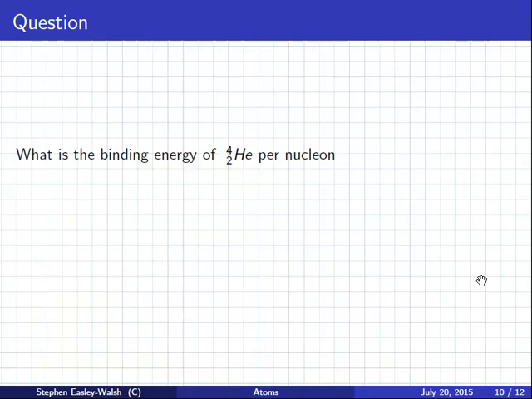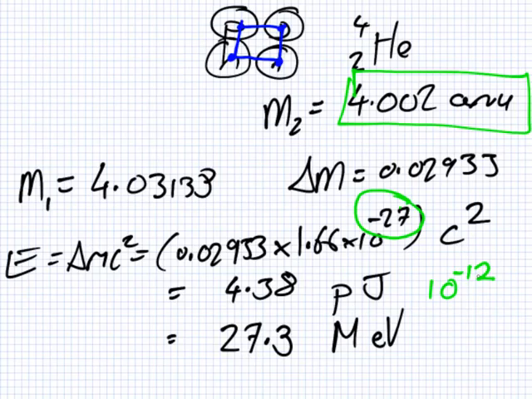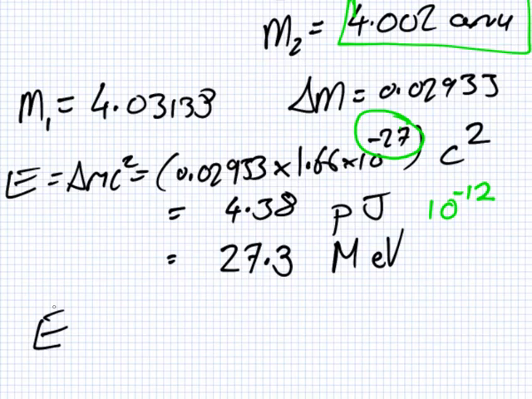Right, so what is the binding energy per nucleon? Here, how many protons and neutrons do we have? Two and two, so in total there are four nucleons. I'll write it with a little bar on the top. The energy per nucleon will be 4.38 divided by 4 picojoules. Now, I'll explain why we would care about this.